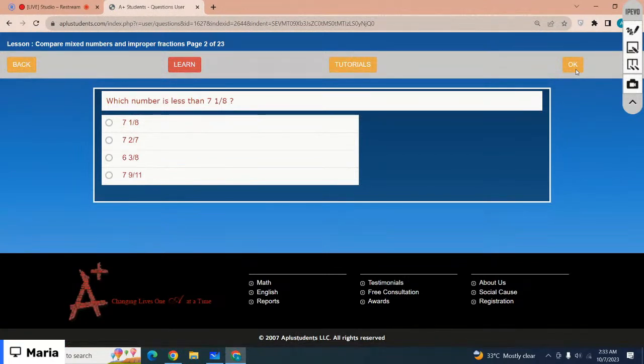Which number is less than 7 whole 1 over 8? So you have four numbers given. You need to see the one that is less than 7 whole 1 over 8, right? So first of all, you have to compare their whole numbers.